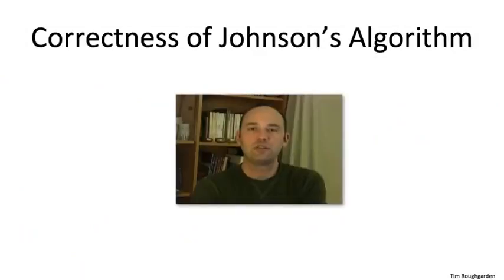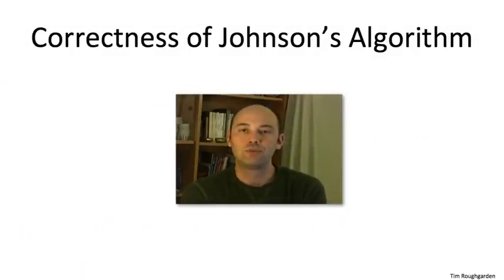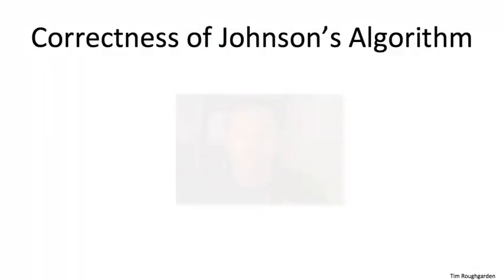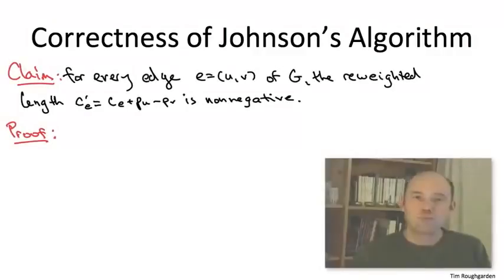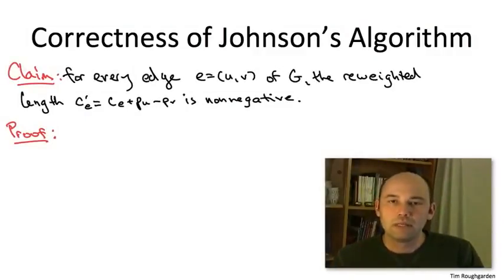To finish the analysis of Johnson's algorithm, all that remains is to prove the following claim, which is that for every single edge of the graph, its length after we do reweighting is non-negative. So the proof, in fact, is not hard. It follows quite easily from properties of shortest path distances.